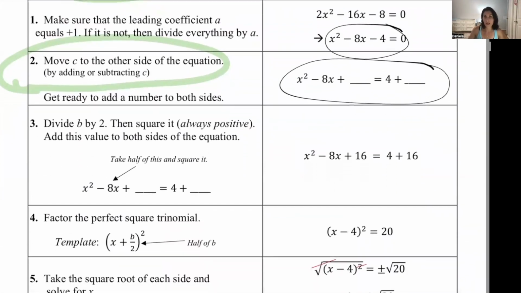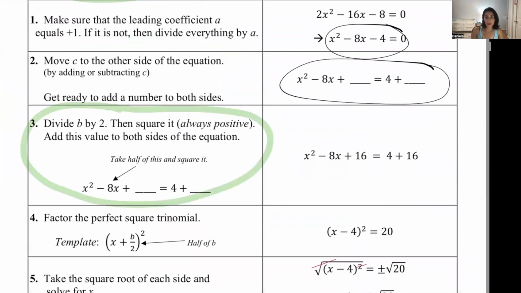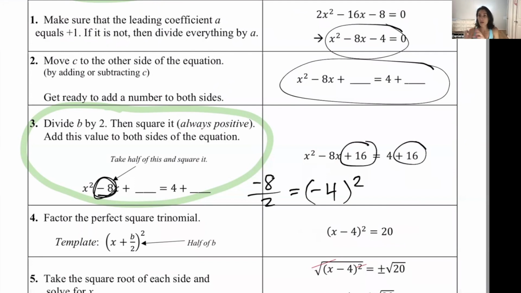Now, what goes in that blank spot? This is the next step. Visually, we knew to cut b in half and then square it. Keep in mind, this will always be a positive number that you're adding, because squaring a number is always going to be positive. Otherwise, it's wrong. In this particular case, b is -8. When we cut that in half, that's -4, and then you square it. -4 times -4 is +16. As long as you're adding the same number to both sides, we have not changed the answer at all.